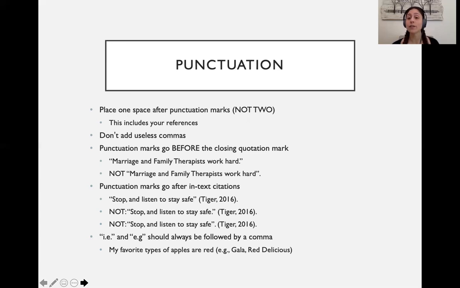Punctuation marks go before the closing quotation mark. And I have an example here. This is another common error. If it's the end of the sentence, the period needs to go inside the quotation mark, not at the end.